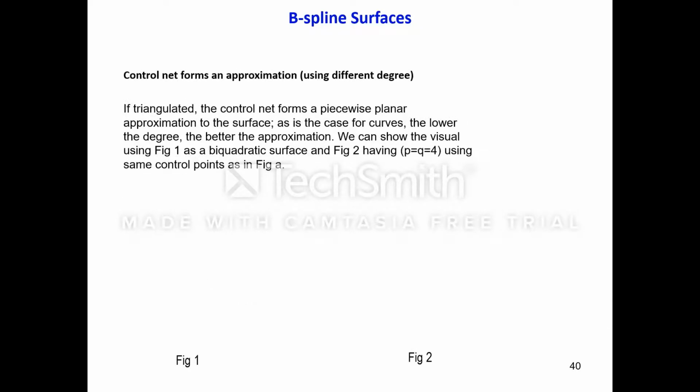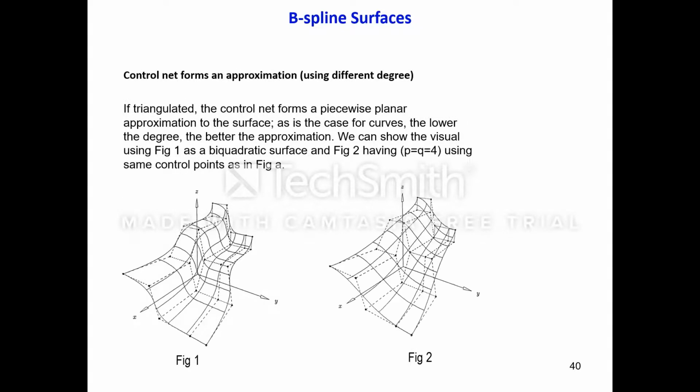Next, we have a property of B-spline surfaces, which is that the control net forms an approximation using different degrees. As you can see in the figure, we have a little bit of change in p and q. A little change in the values of p and q, with the same control points, has an effect on the surface.